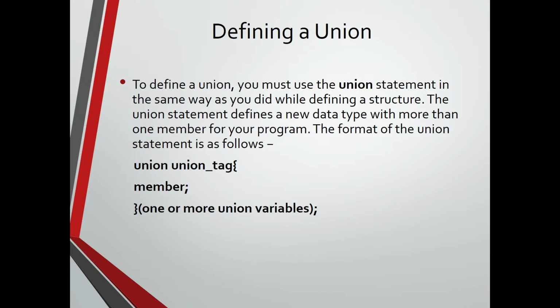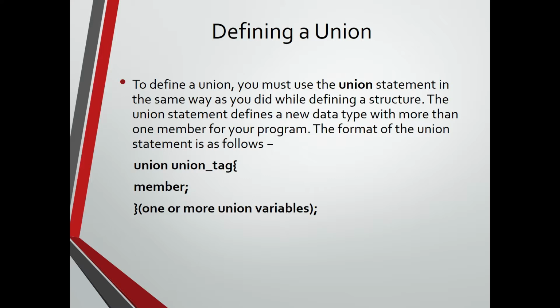Defining a union. Similar to structure, in union we are going to use the keyword union, and the syntax of initialization of a union is: union tag, then curly brackets with its members, and at last we write the union variables. And similar to the structure, the union member variables can be more than one, separated by commas.